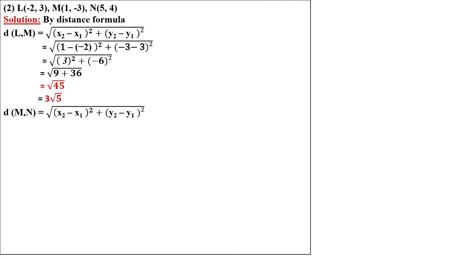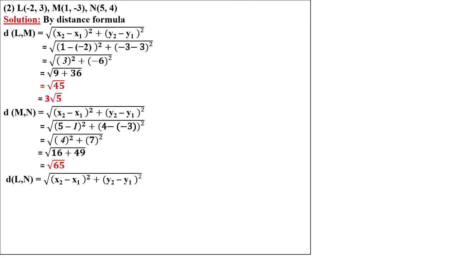In the same way we will do MN. Substitute the values of the x and y coordinates of M and N. 5 minus 1 we get 4, and 4 plus 3 became 7. 4 square is 16, 7 square is 49. Addition of these numbers we get 65.